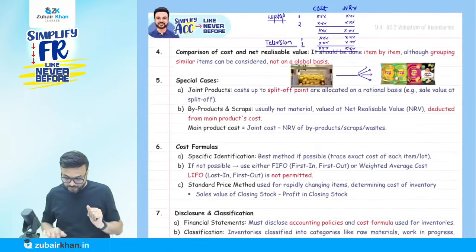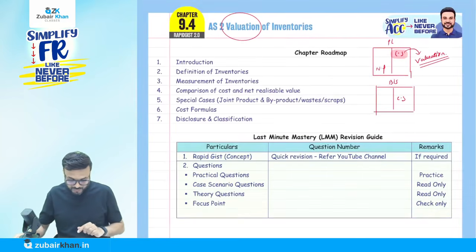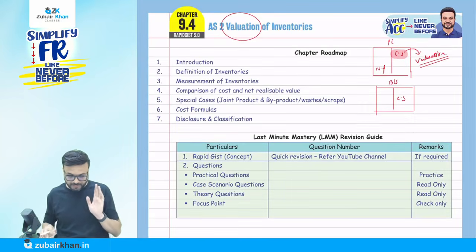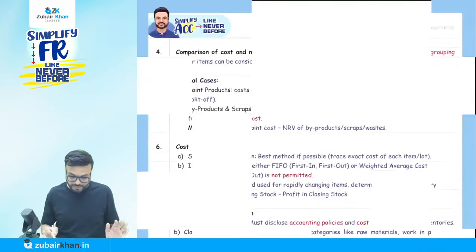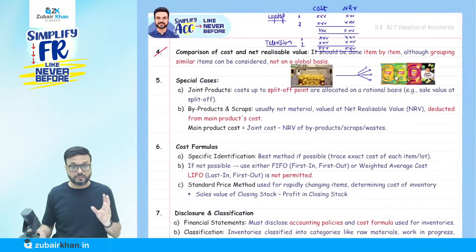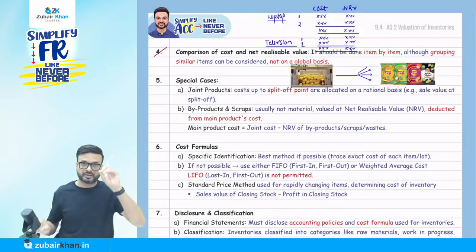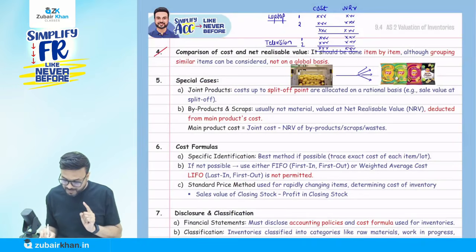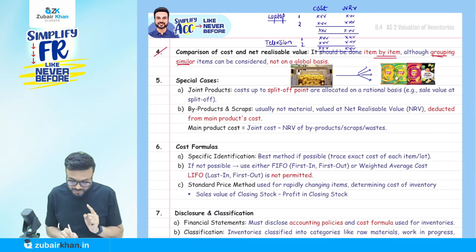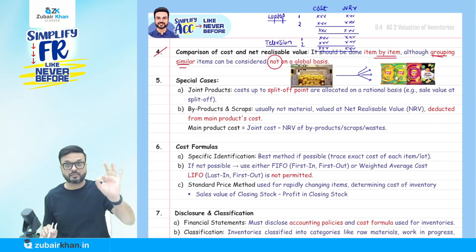So, I have now covered the introduction, definition of inventory, and measurement. Now I'm coming to point number 4, because we do the comparison of cost or NRV, whichever is lower. They say it should be done item by item, although grouping similar items is also allowed, but not on a global basis. What does it mean?